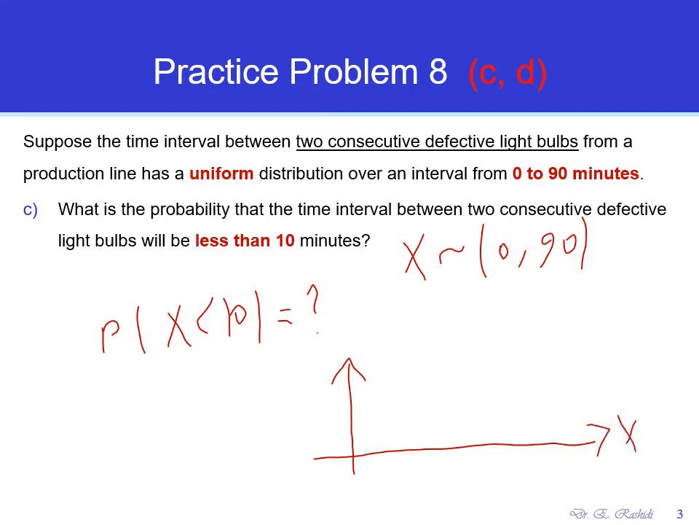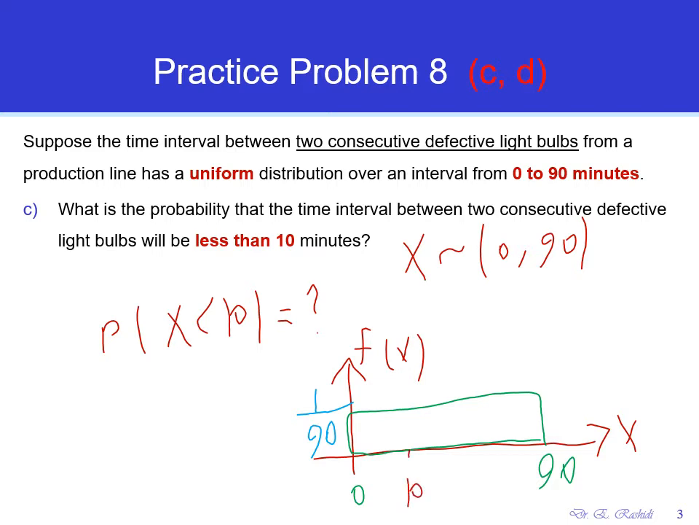So X is here, f of X is here, and the plot of our rectangle would be here. This is 90 and this is 0. The height here is 1 over 90. What we are looking for is the probability that X is less than 10. Suppose this is 10 here. So what we are looking for is this shaded area of this rectangle.